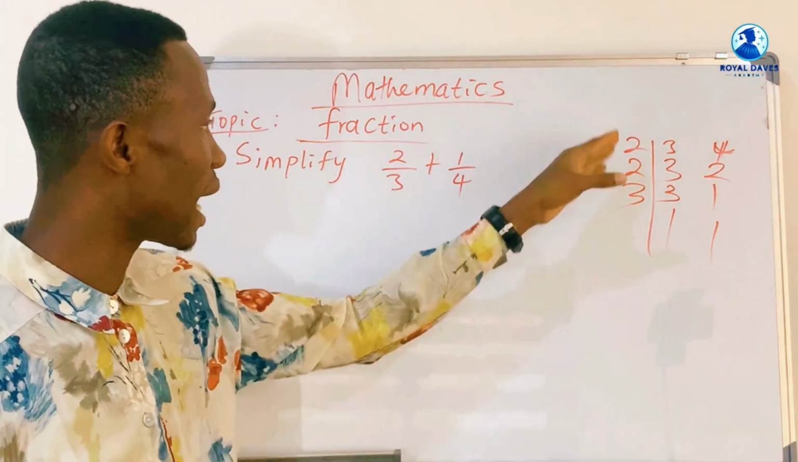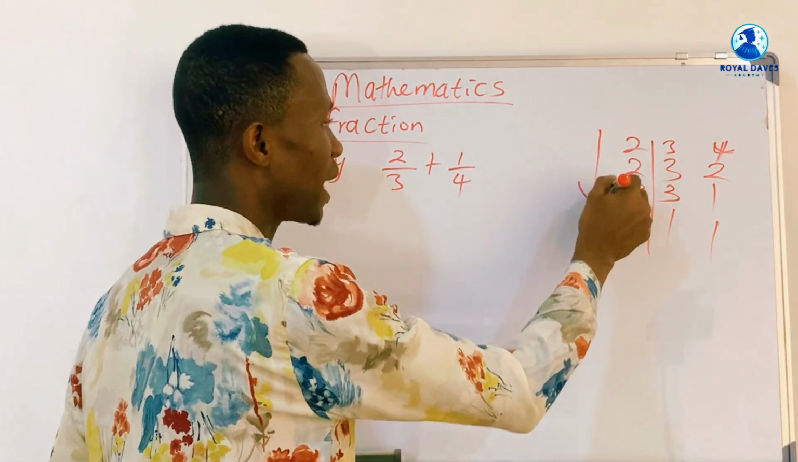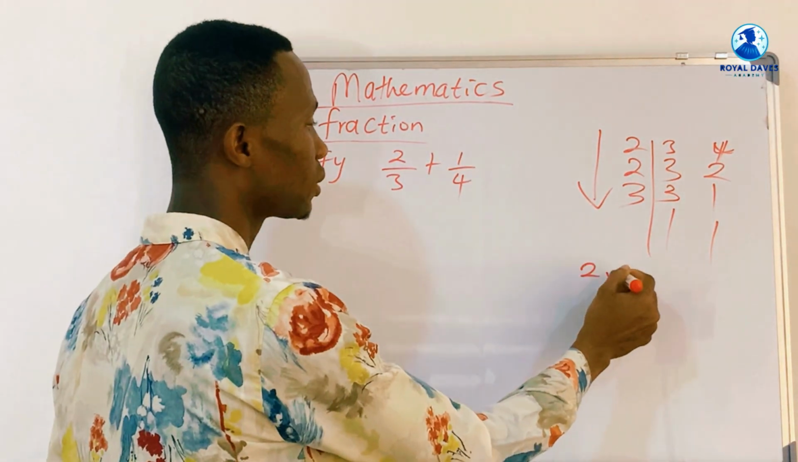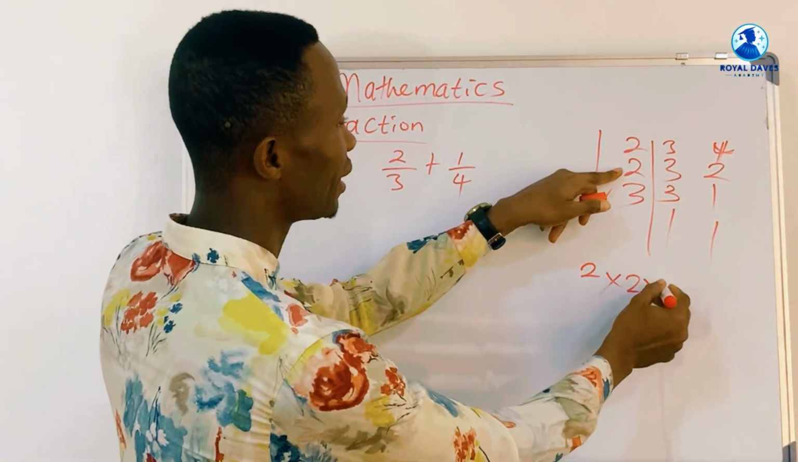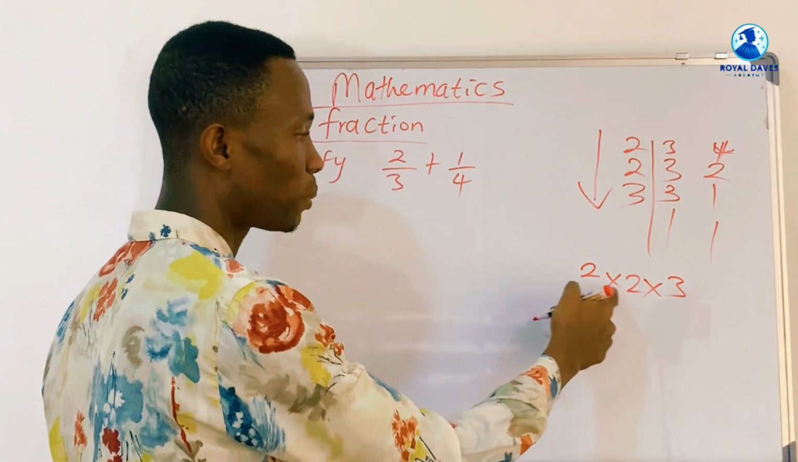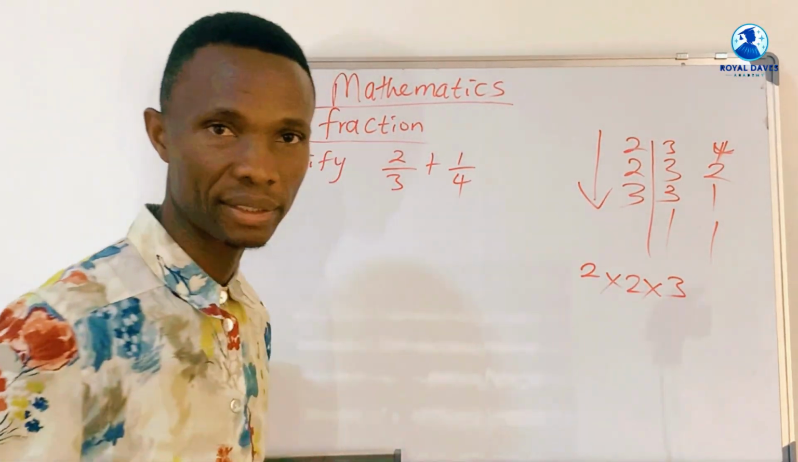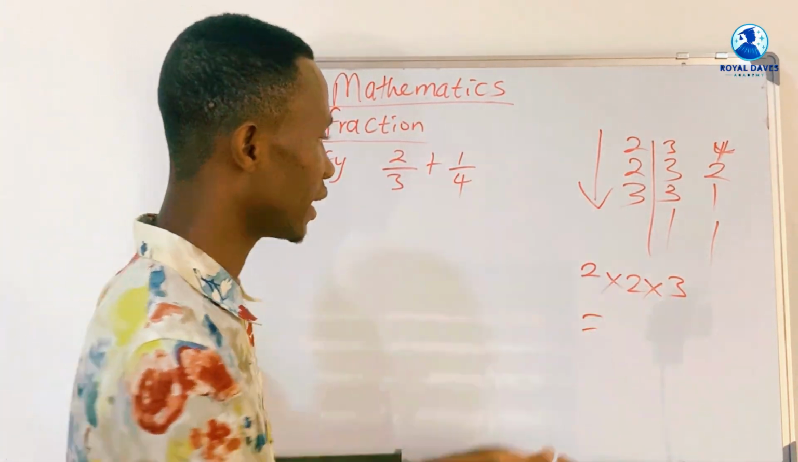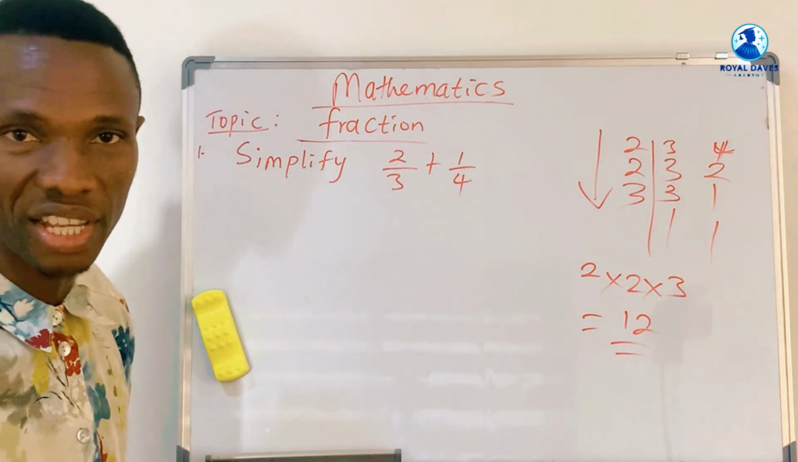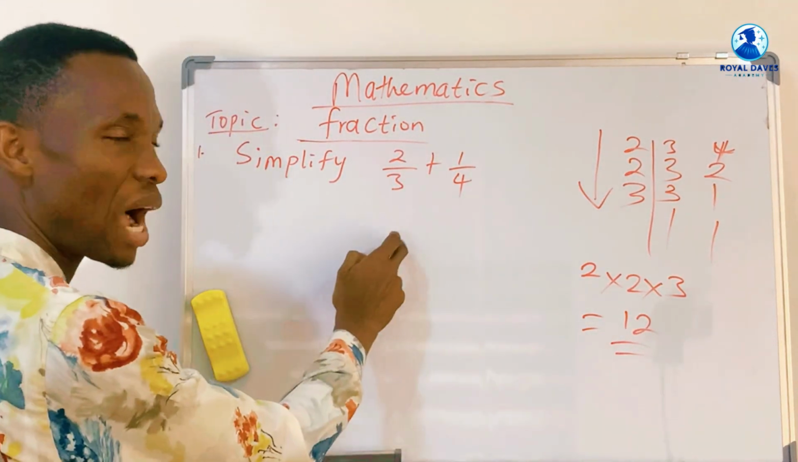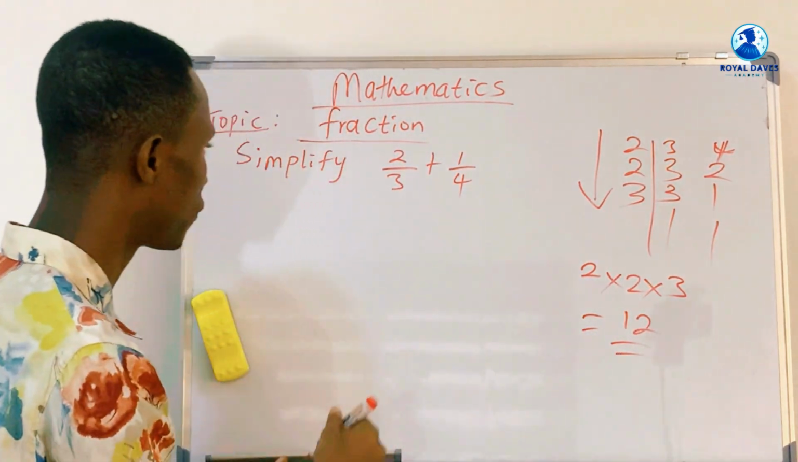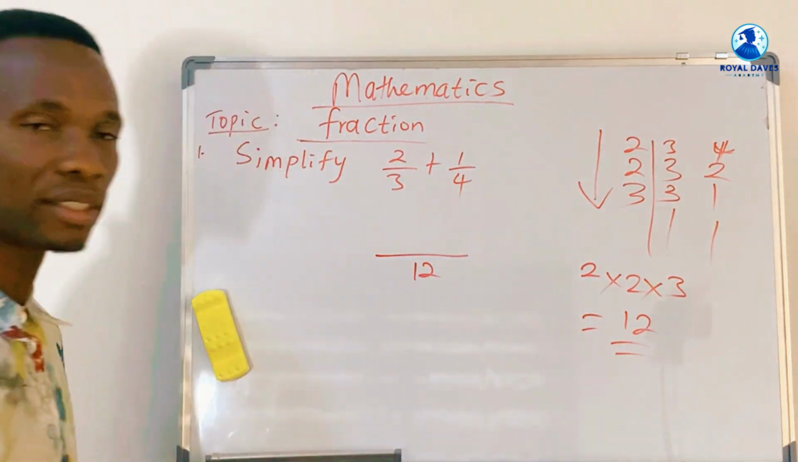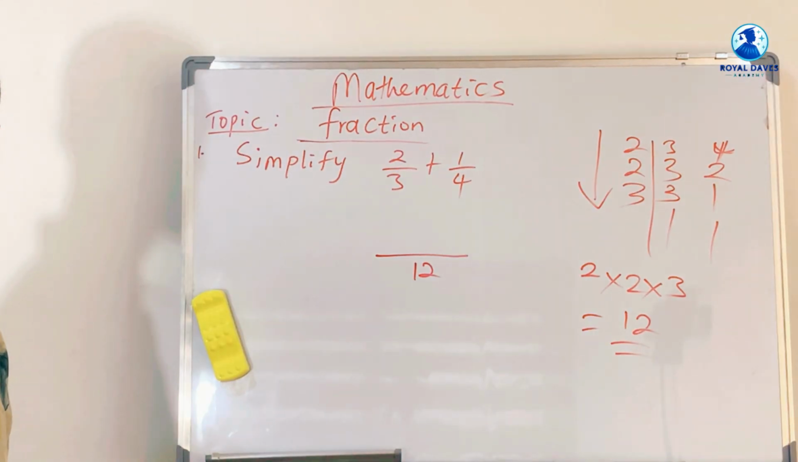What we are going to do next is to multiply the numbers, starting from the top number to the bottom number, by saying 2 times this 2, then times this 3. So 2 multiplied by 2, multiplied by 3. 2 multiplied by 2 is 4, 4 multiplied by 3 is 12. So 12 is our LCM. Now we'll go back to our solving page. Draw a line, then simply bring the 12, which is the LCM, under. That's the first step. As you can see, it's simple.